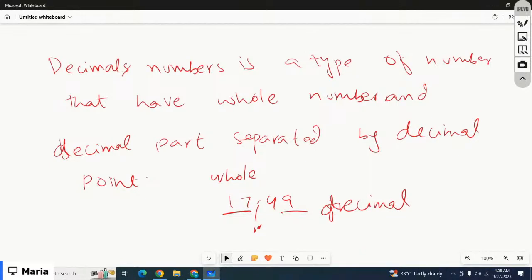So we're going to see how we add, subtract, multiply, and divide decimals. Let's just start with add and subtract decimals, right? So we're going to learn how we add and subtract decimals.